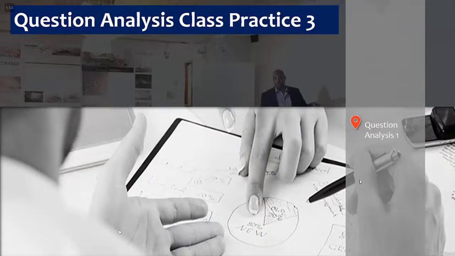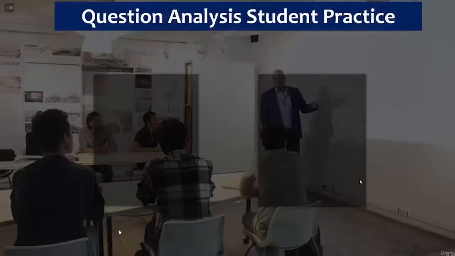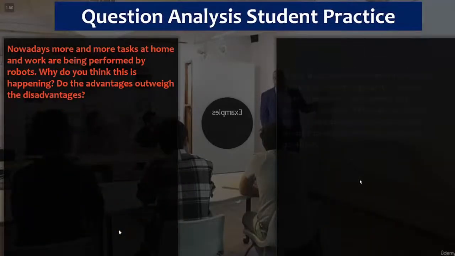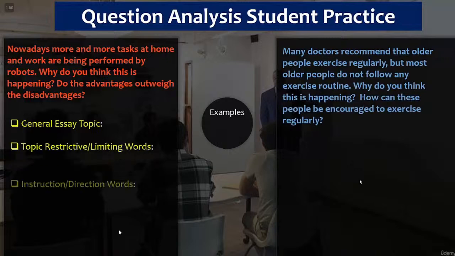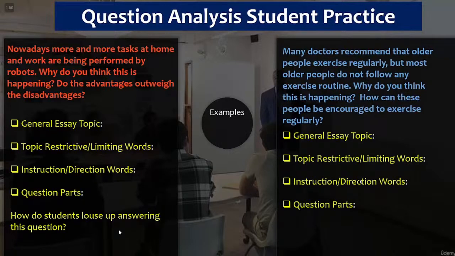All right, let's go to class analysis practice 3. Here are our 2 questions. Question 1. Nowadays, more and more tasks at home and work are performed by robots. Why do you think this is happening? Do the advantages outweigh the disadvantages?